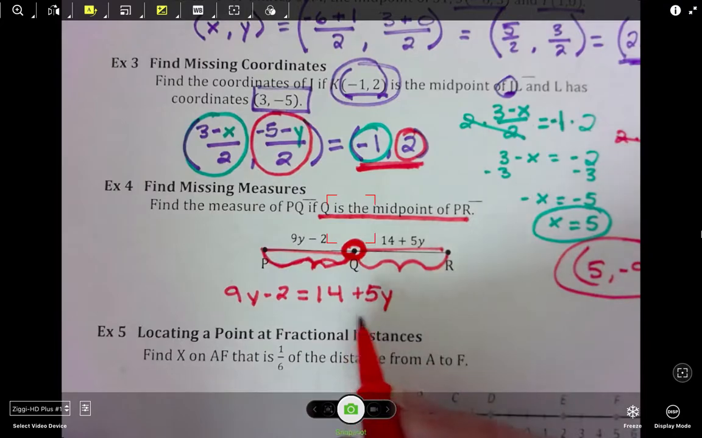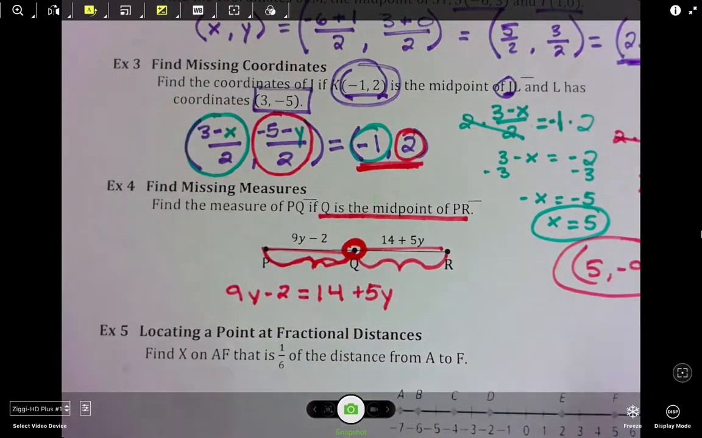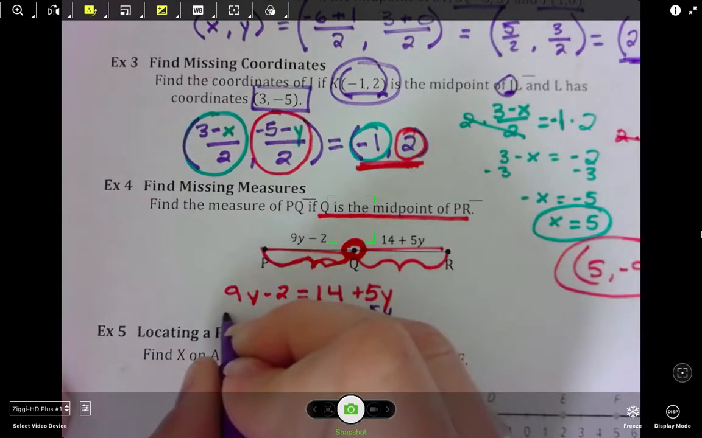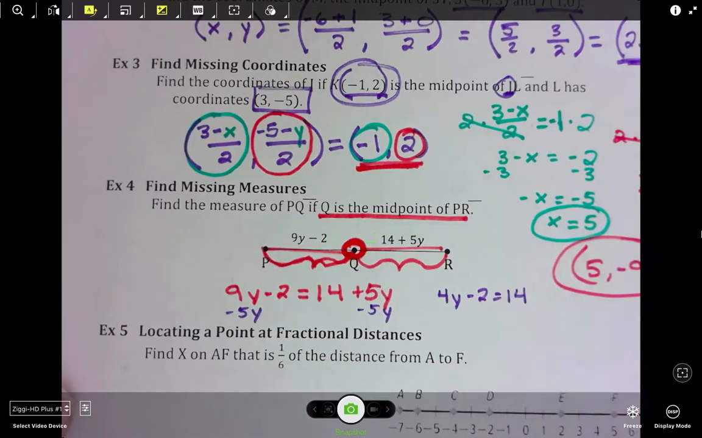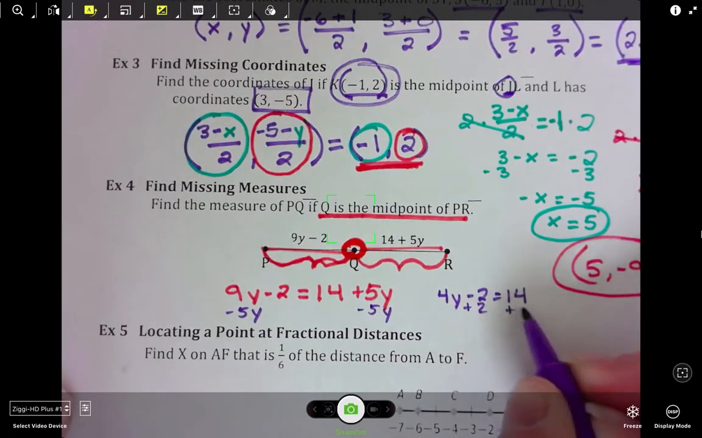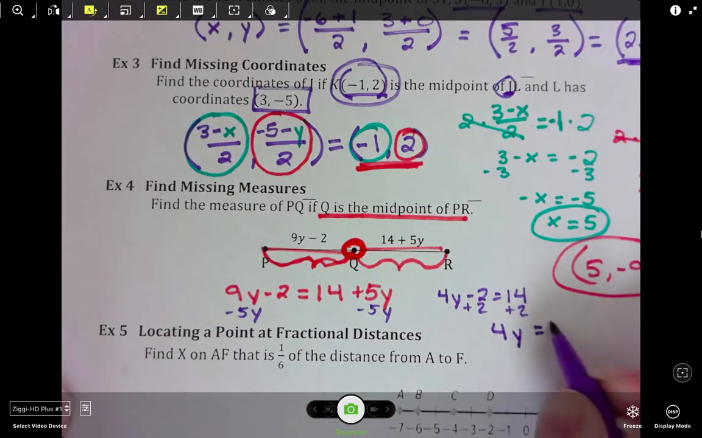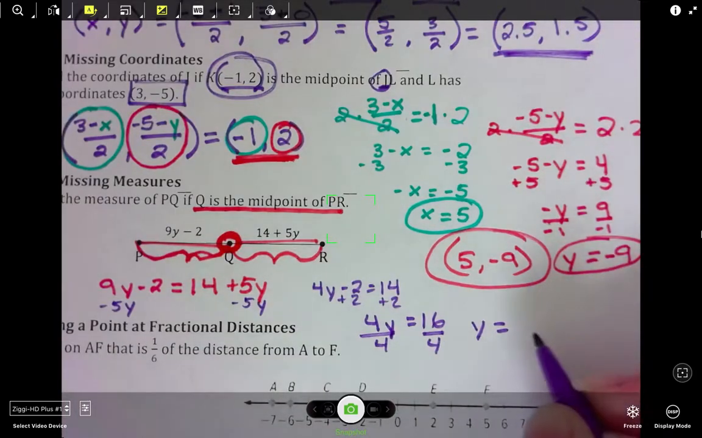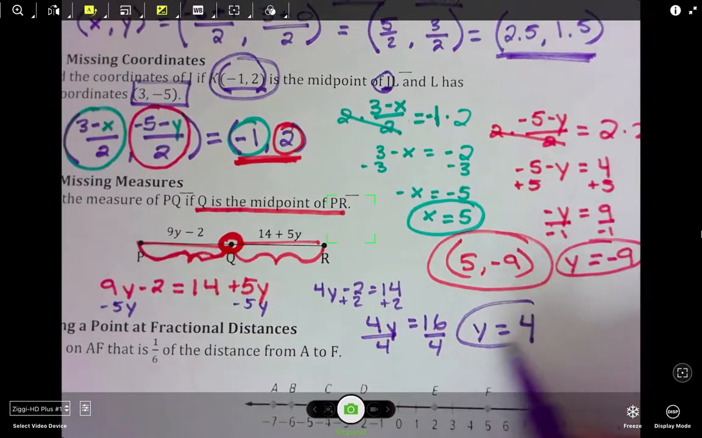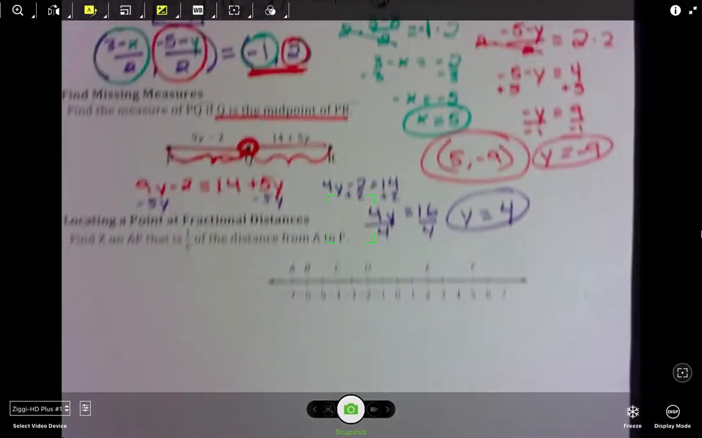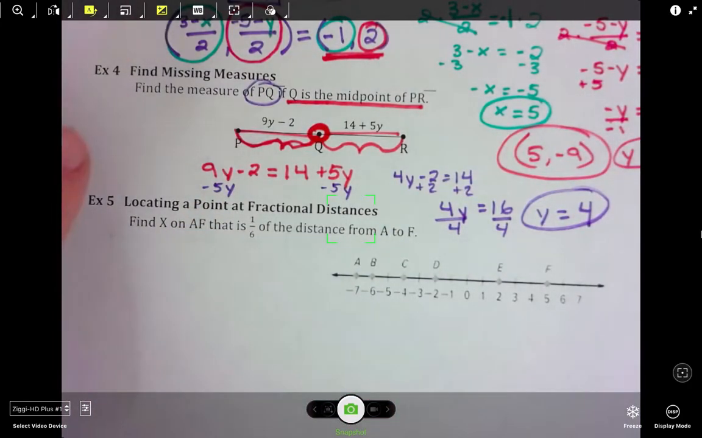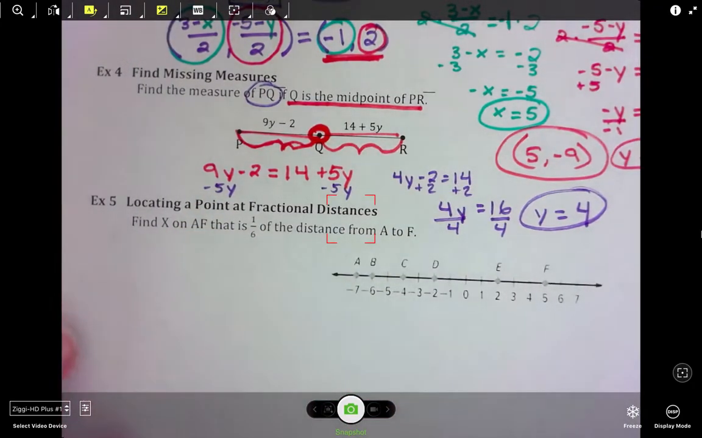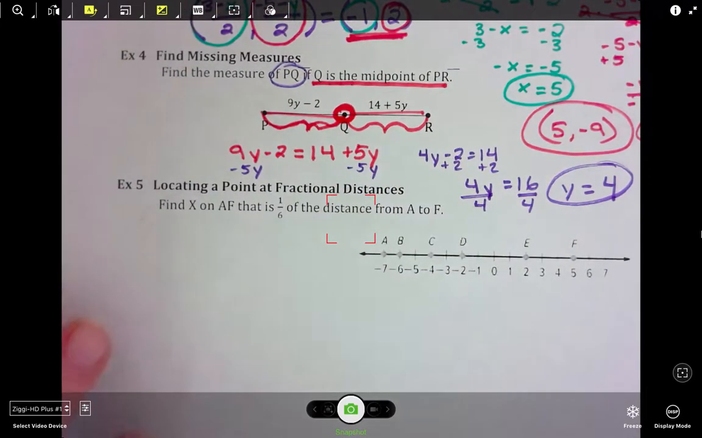Now we're just simply solving for y. I solve for y by subtracting 5y, so I get 4y minus 2 equals 14. Then I add 2 to both sides. This is just basic algebra. 4y equals 16, and dividing by 4, y equals 4. Now, y equals 4 is my answer, except it's not asking for what y is. It's asking to find the measure of PQ.